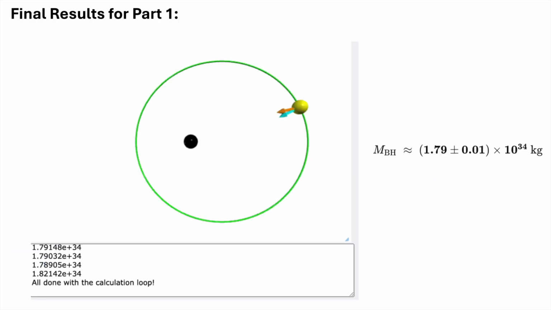Here are the final results for part 1: the mass of the black hole comes out to be 1.79 plus or minus 0.01 times 10 to the power 34 kilograms.